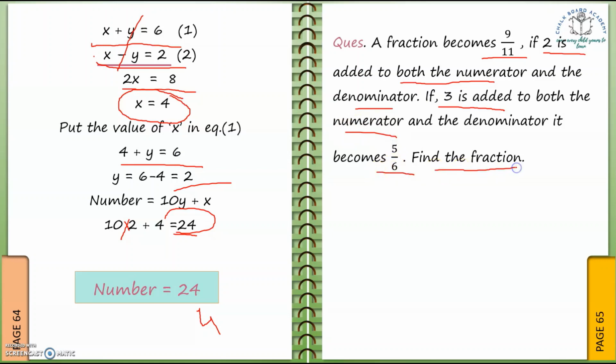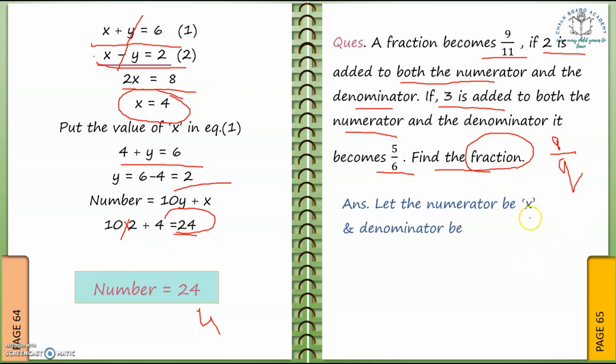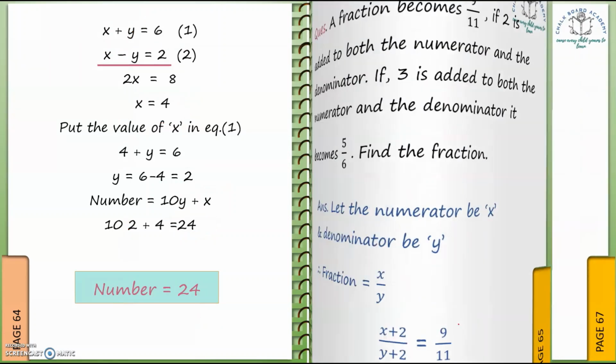Find the fraction. So we already know fractions are in p by q form, where p is the numerator and q is the denominator. So we assume the numerator to be x and the denominator to be y. Therefore the fraction becomes x by y. According to the question, in the first part, if 2 is added to both the numerator and denominator, x plus 2 by y plus 2 is equal to 9 by 11. So after solving it further by cross multiplication, we get this.